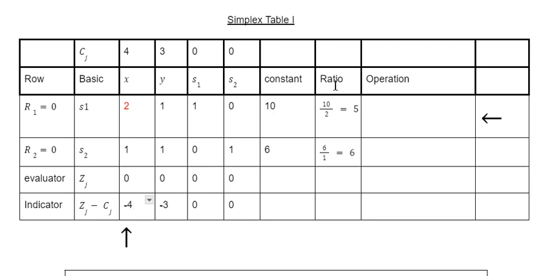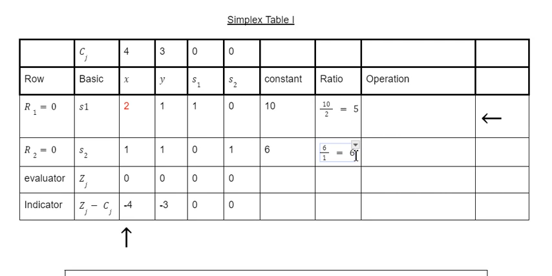Then we can calculate the ratio. 10 is the constant and 2 is the key column element for this row. 6 is the constant from here and it is divided by the key column element for this row, which is 6.